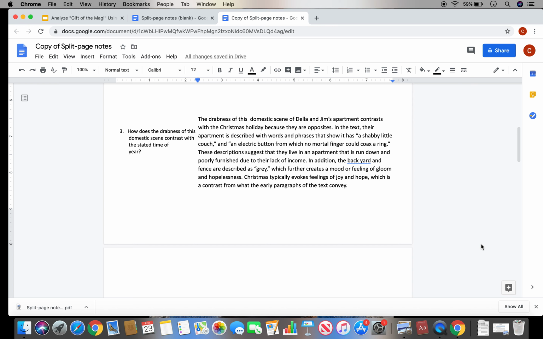But if we think of Christmas time, it isn't usually filled with gloom and hopelessness. Christmas usually evokes feelings of joy and hope, right? So the description of the apartment, which is gloomy and hopeless, really goes against the feeling that Christmas usually evokes, which is joy and happiness, right?